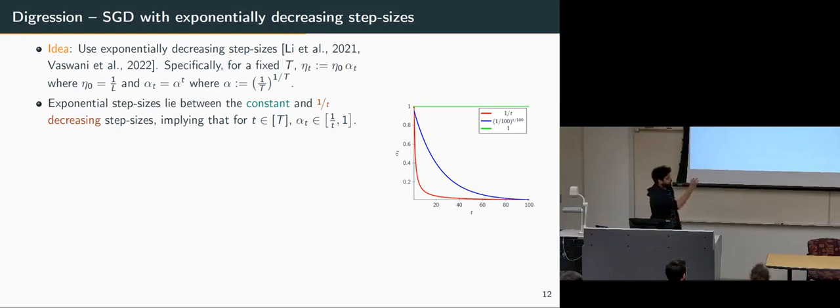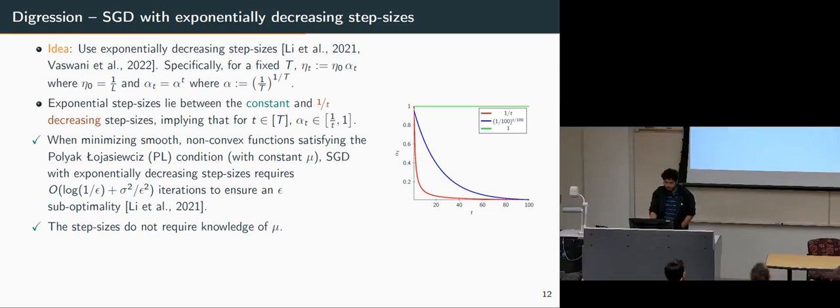Okay, so if you plot it for a finite t, where the t is fixed, these step sizes are going to lie somewhere in the middle. So they are not as aggressive as 1 over t, but they are still decreasing. And the other important thing is that the capital T needs to be fixed beforehand. Okay. So with these step sizes, when you use it with SGD for functions satisfying the PL condition, you will get convergence, and none of these step sizes require the knowledge of mu.